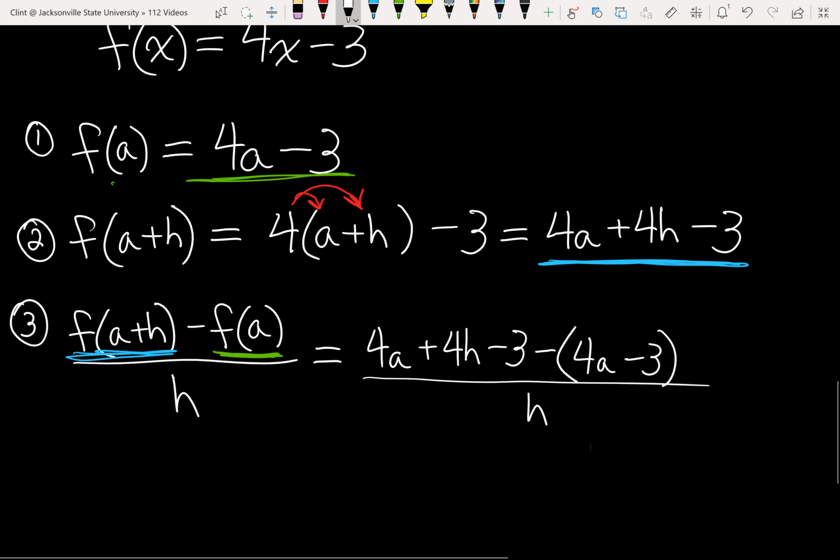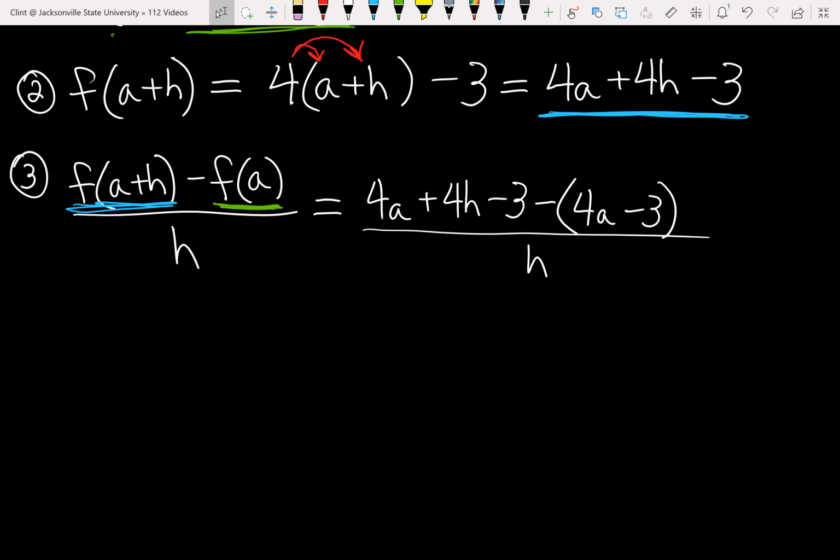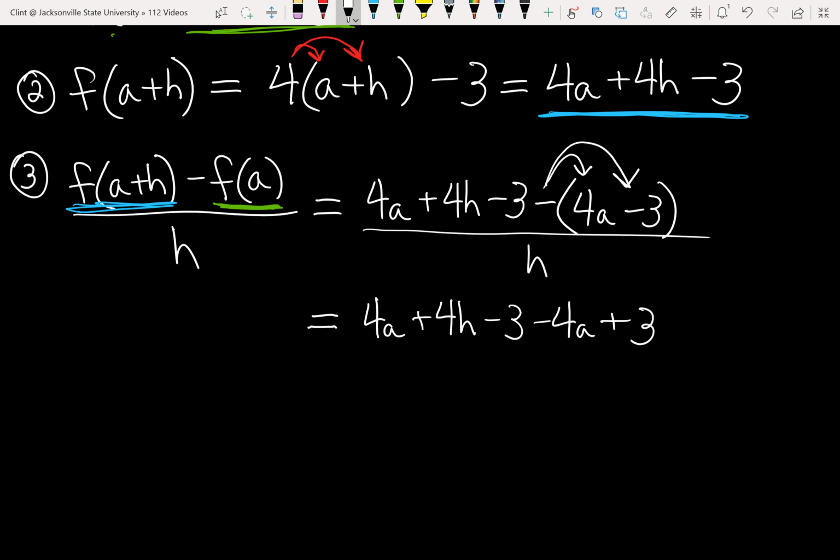And then the idea here is we want to simplify. Okay, the reason why we're doing this is because this thing's called the difference quotient. It comes up in calculus, so just so you've seen it before, that's why we're working with it. So on top here, we're going to distribute this minus sign. So we get 4a plus 4h minus 3 minus 4a, and then minus a negative 3 turns into plus 3 over h.